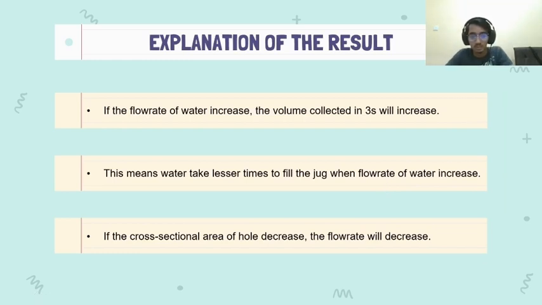We can conclude that if the flow rate of water increases, the volume collected in 3 seconds will increase. This means water takes less time to fill the jar when flow rate of water increases. If the cross-sectional area of hole decreases, the flow rate will decrease.